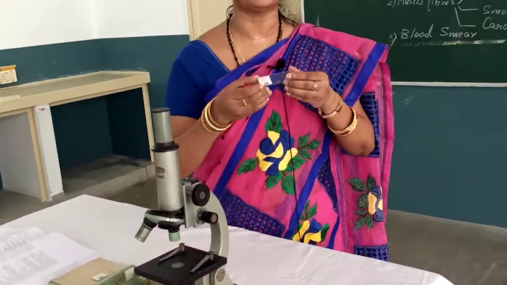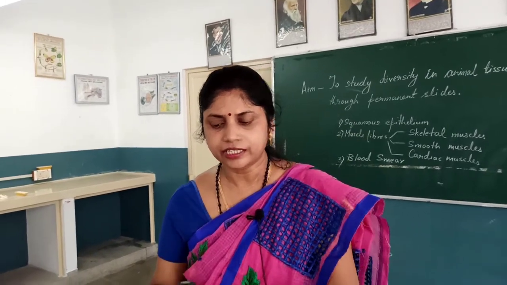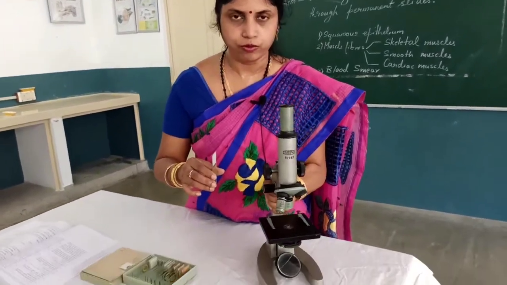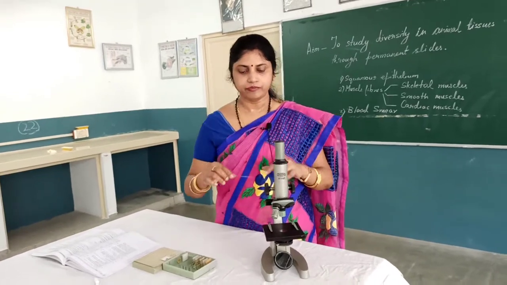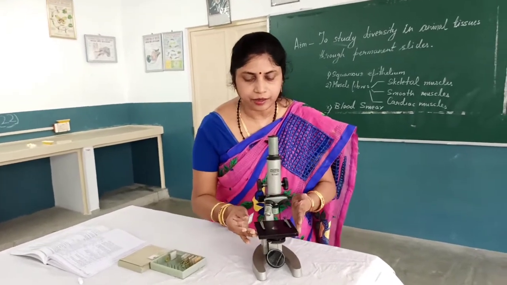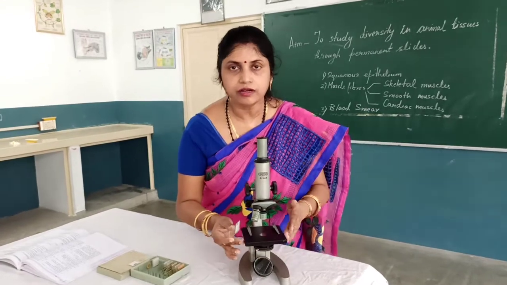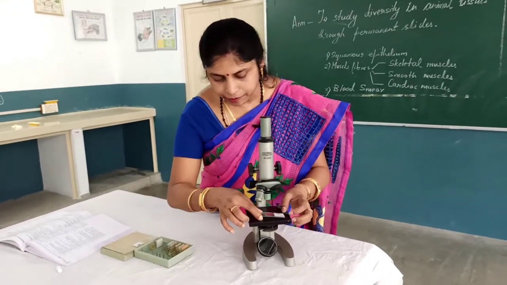This is the squamous epithelium. These slides are permanent slides, which means we don't have to prepare the slide, it is already prepared. So what we have to do is take the slide and place it under the compound microscope. Suppose I have taken the squamous epithelium. Now I will take this slide and place it here on the stage of the compound microscope.